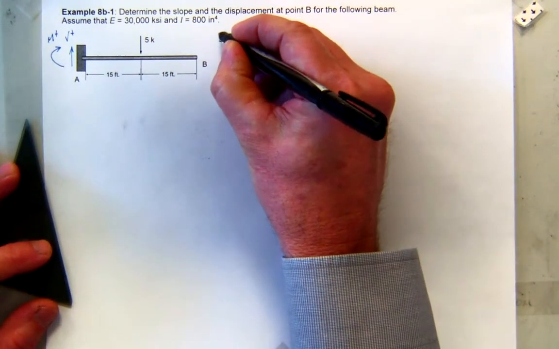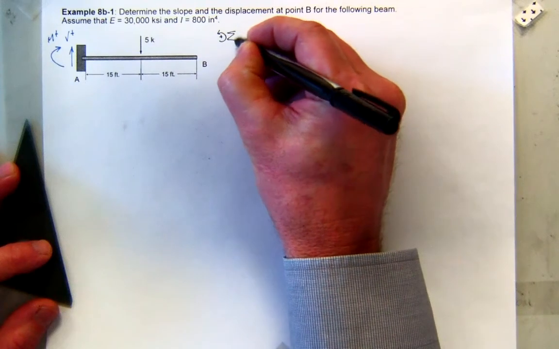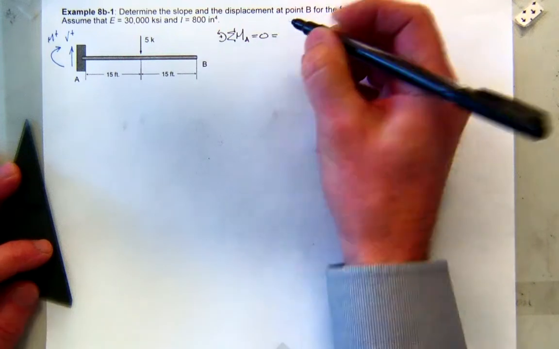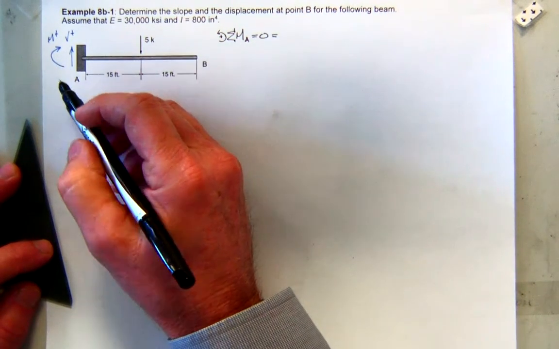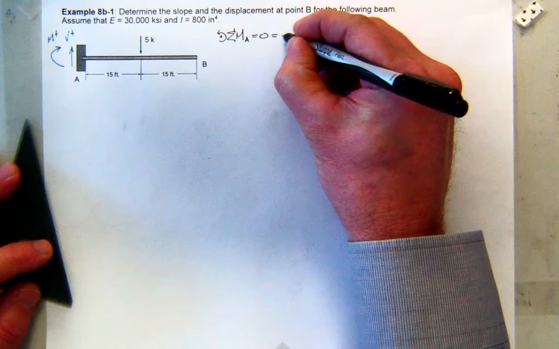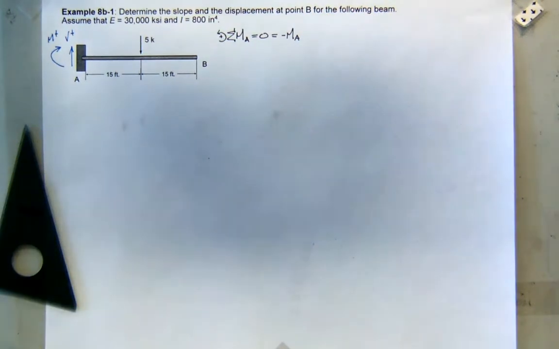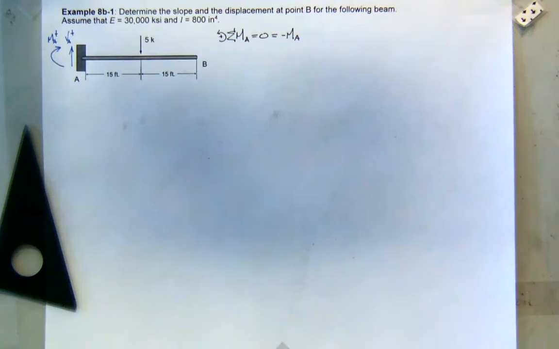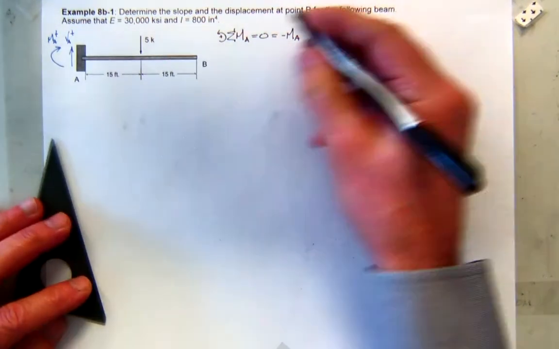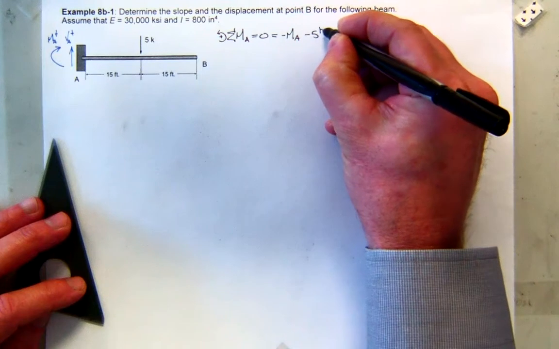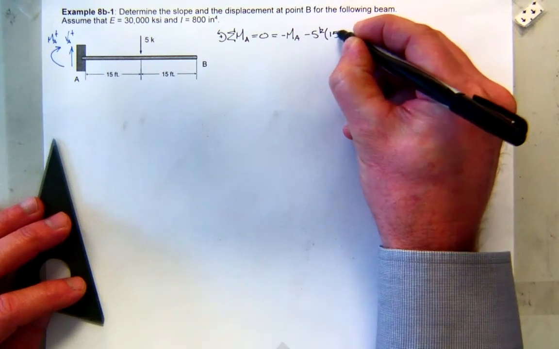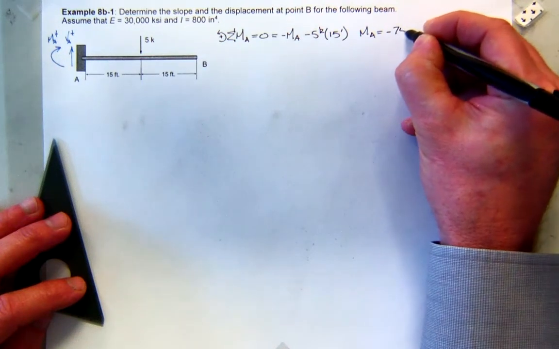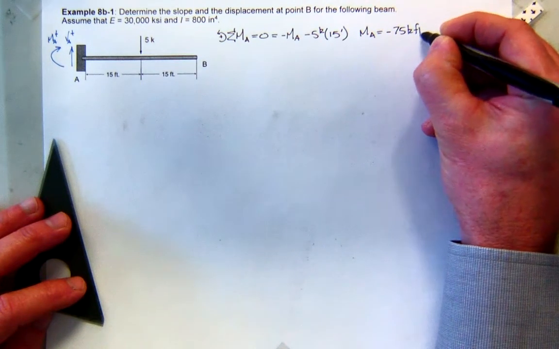So first I'm going to sum moments about A. Make sure things are in equilibrium. When I do that, my reaction moment here at A with my sign convention is negative. I forgot to actually subscript those A. And then also the moment due to the 5 kip applied force at a distance of 15 feet. So it looks like my moment at A is negative 75 kip feet.